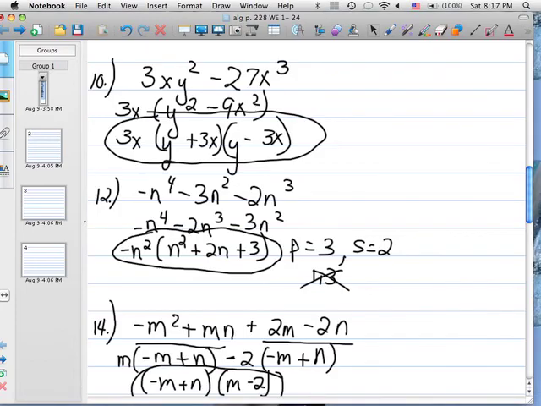And this is a trinomial, and we just need to do product sum. Product is 3, sum is 2. And the only factors of 3 are 1 and 3, and that doesn't work. So our answer is the negative n squared and the trinomial.